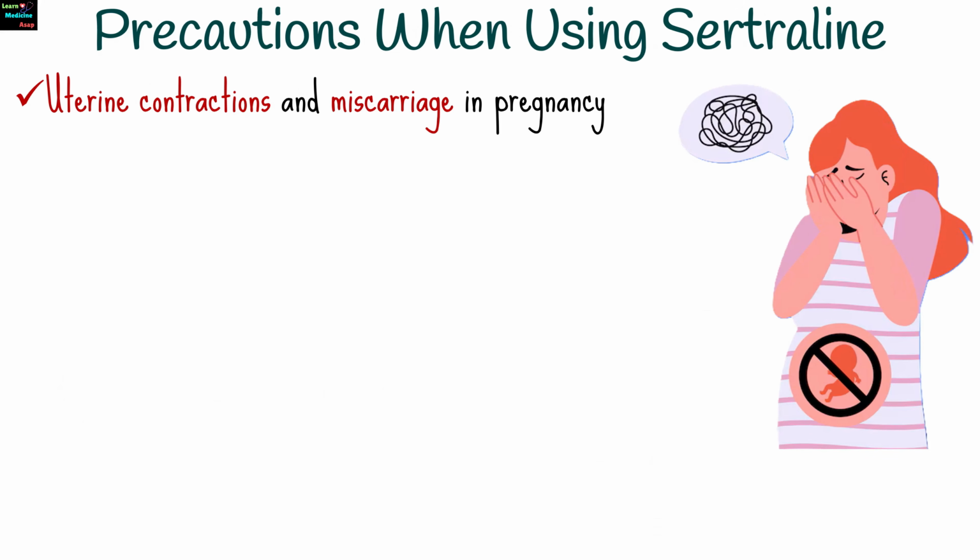Misoprostol is contraindicated during pregnancy when used for ulcer prevention, as it can cause uterine contractions and miscarriage. However, in controlled settings, it is intentionally used during pregnancy for medical abortion, labor induction, or miscarriage management.